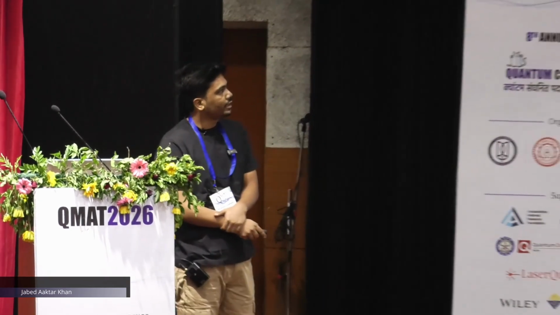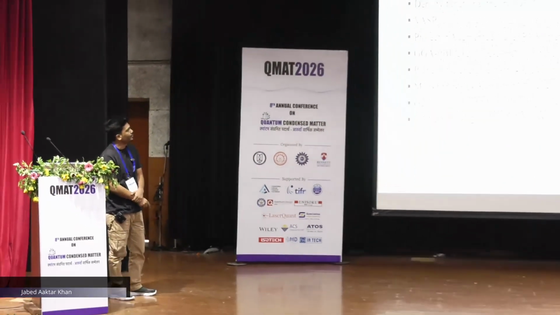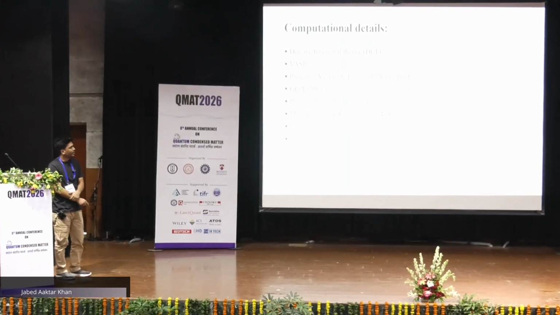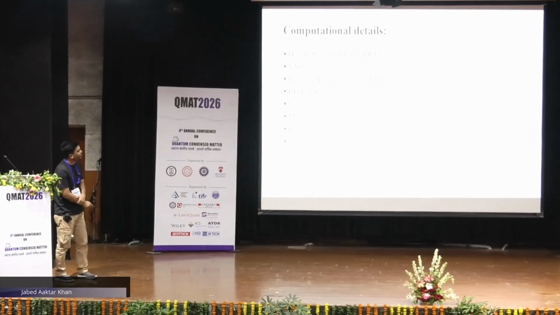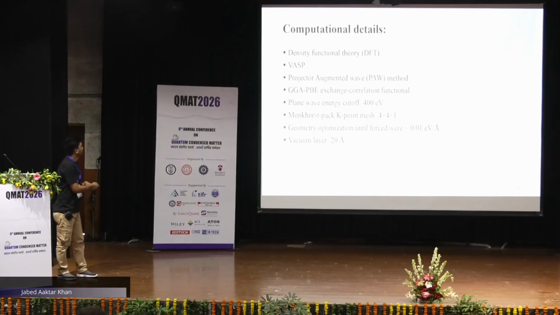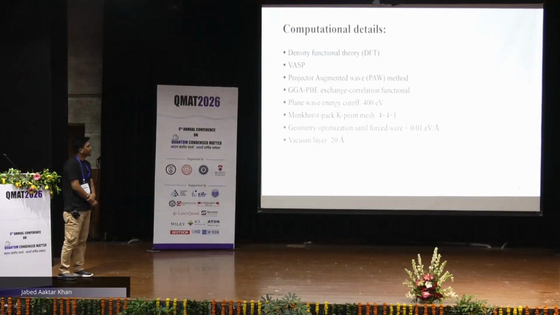Before discussing results, let me briefly describe the computational details used in this work. All the calculations have been performed using density functional theory as implemented in the VASP software. We investigated the interaction between core ion and electron using the projected augmented wave method, and for electron-electron interaction we use the GGA-PBE exchange correlation functional. A plane wave cutoff energy of 400 electron volt and a K-point mesh are used, and additionally, vacuum height has been set to 20 angstrom along the Z axis to avoid the interaction between two layers.